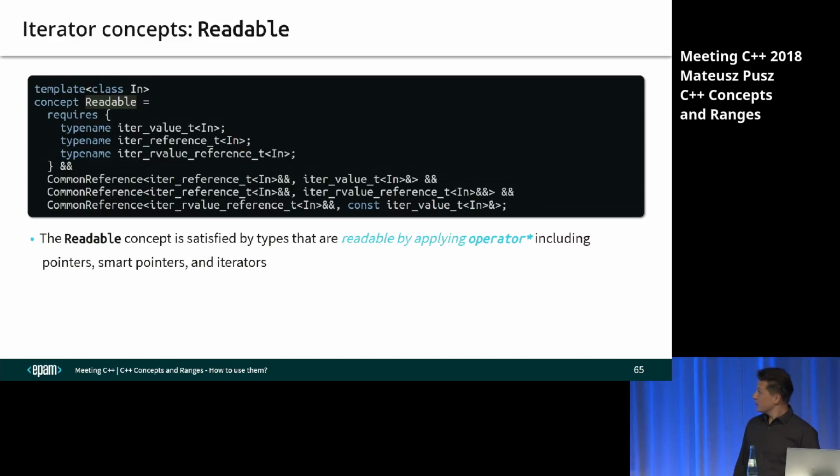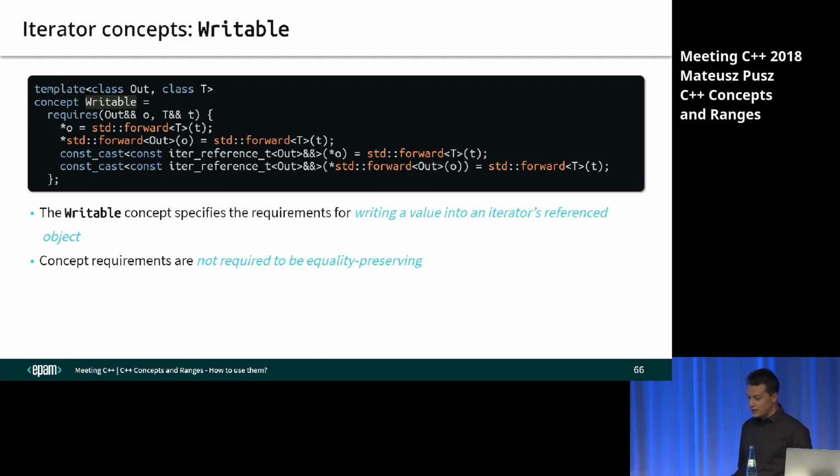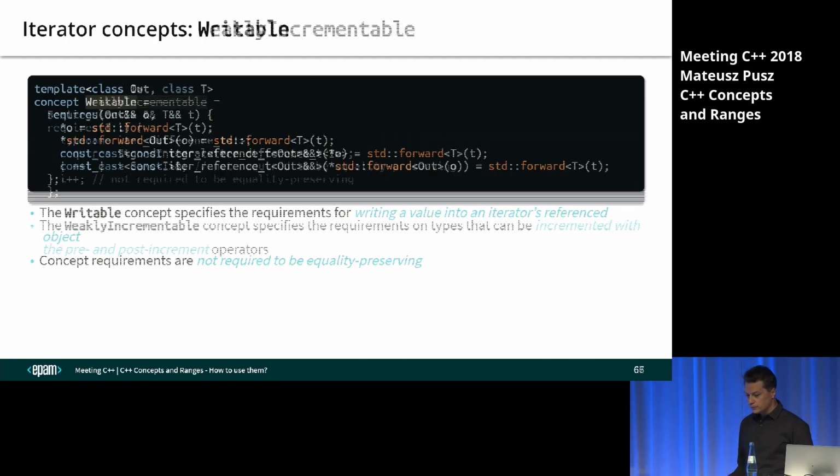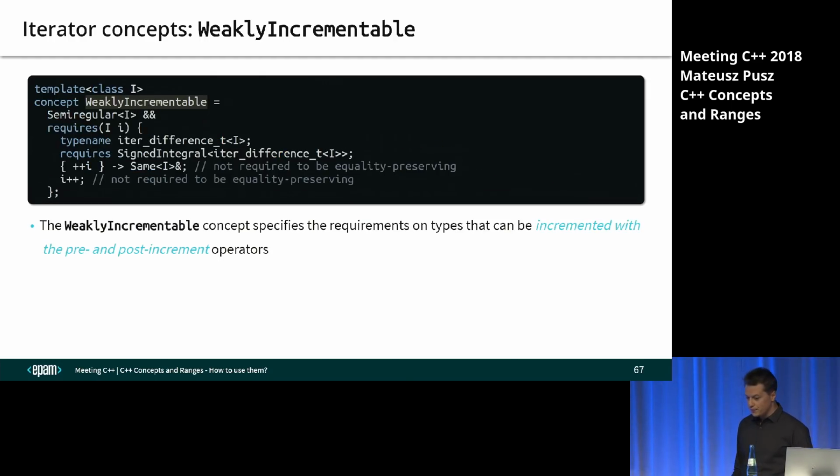Some iterators have to be readable, so you have to provide a concept for it. Something is readable if it has value type, reference type, and rvalue reference type, and they have common reference. Writable is something that can be assigned to our dereferenced iterator type. Weakly incrementable is semi-regular and provides pre- and post-increment operations.